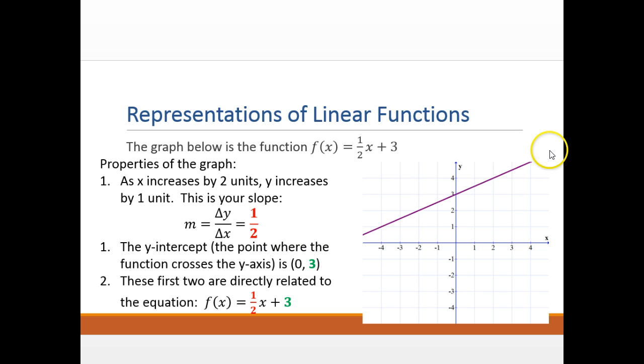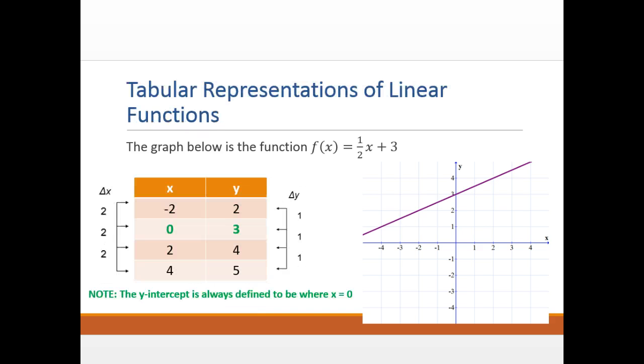We also recognize from this graph that this function hits the y-axis at the point (0, 3). By definition, this is known as our y-intercept. So from this graph, we can identify both the slope and the y-intercept. And notice our function is f of x equals 1 half x plus 3. The 1 half is the slope, which we identify in the graph. And the 3 is the y-intercept, the y-coordinate of the y-intercept, which we can also identify from our graph.